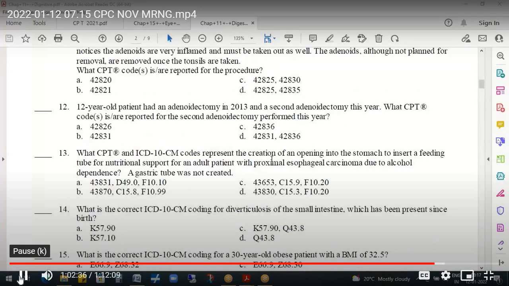Now see question number 12. Question number 12.